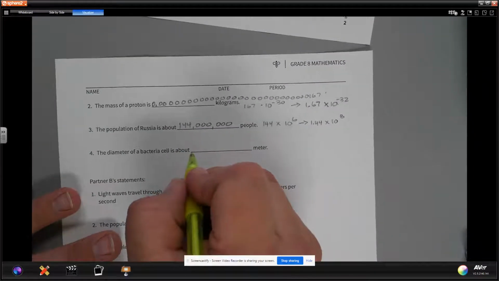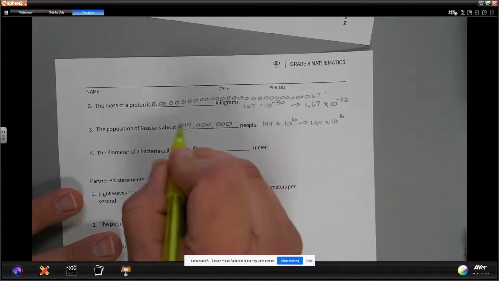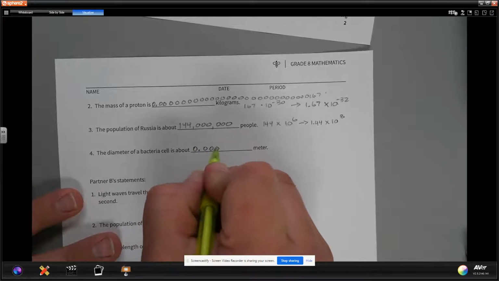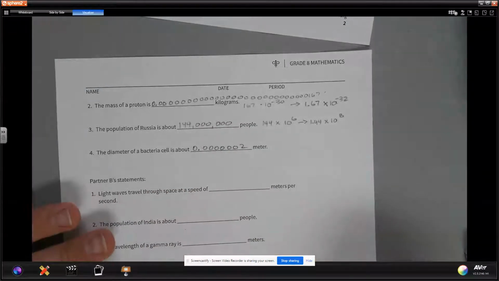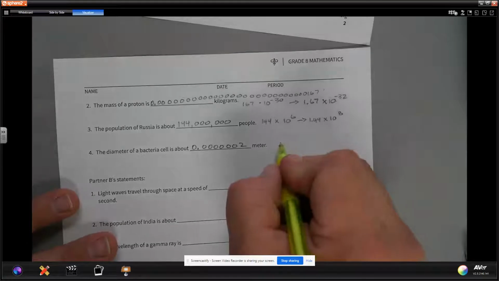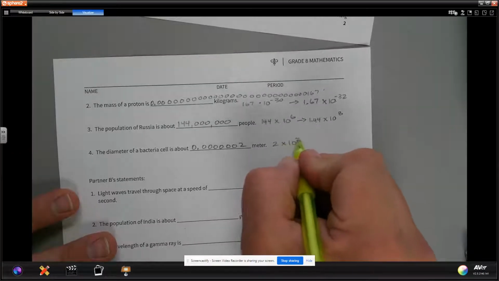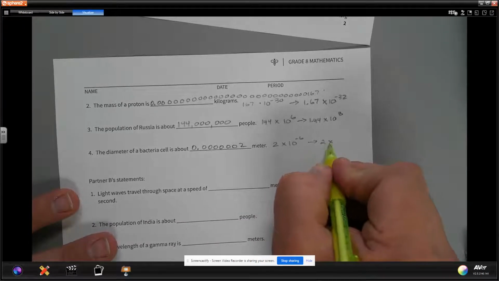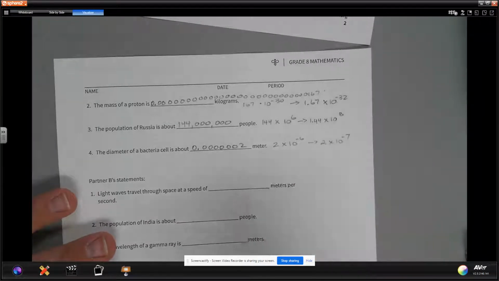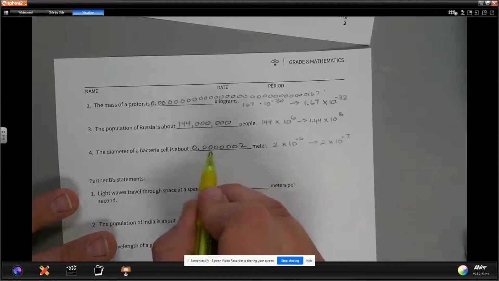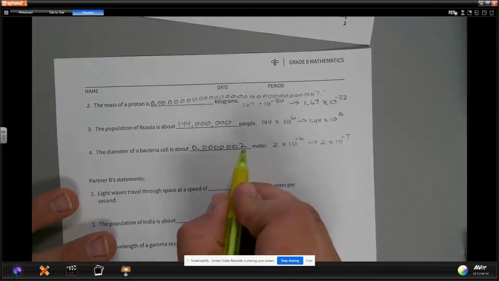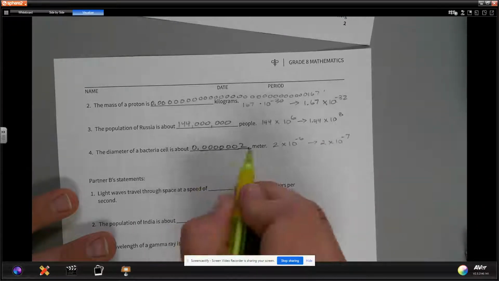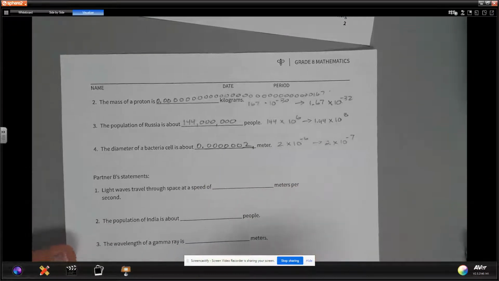The diameter of a bacteria cell, they're pretty little, but they're definitely not the same as the mass of a proton. We see that that has a power like this. We could recognize that that would be 2 times 10 to the negative 6th power. But when we write this in scientific notation, it would actually be 2 times 10 to the negative 7th power. So the negative 6th power, as you probably noticed, counts how many zeros there are. But the scientific notation, and we'll get into the definition of scientific notation in another lesson, would include all the way past the first non-zero digit.